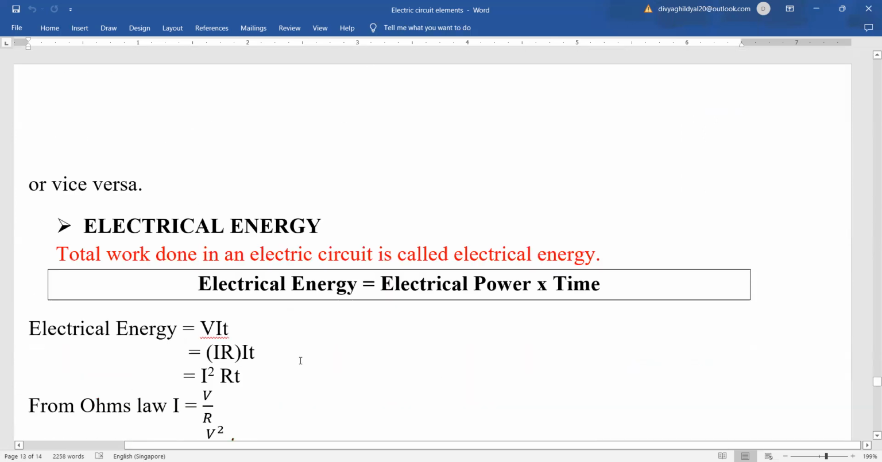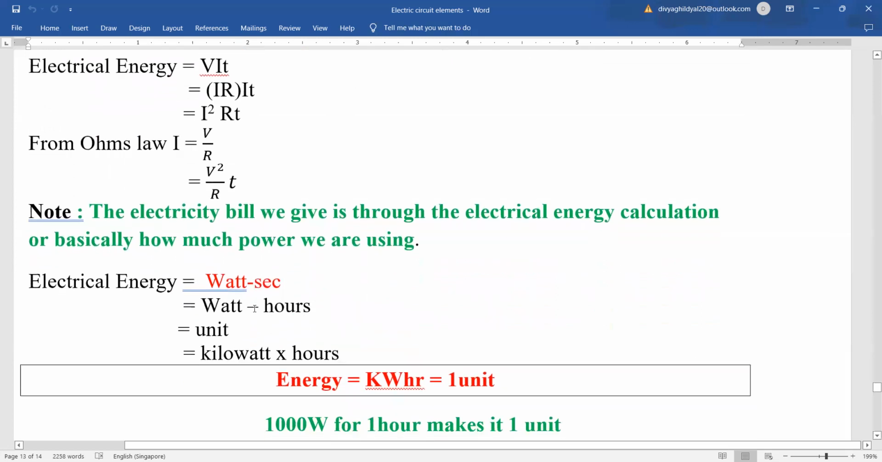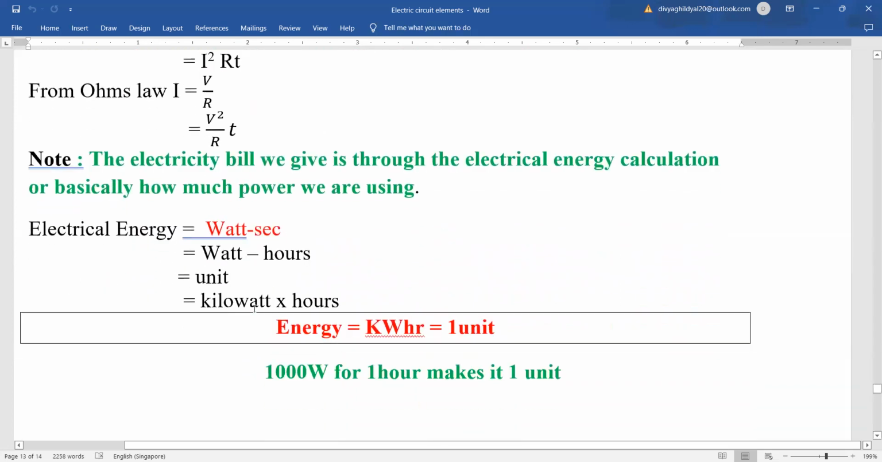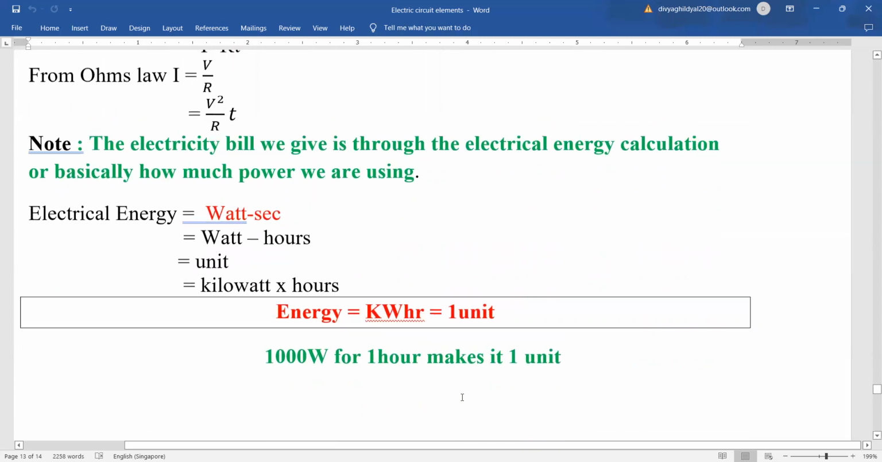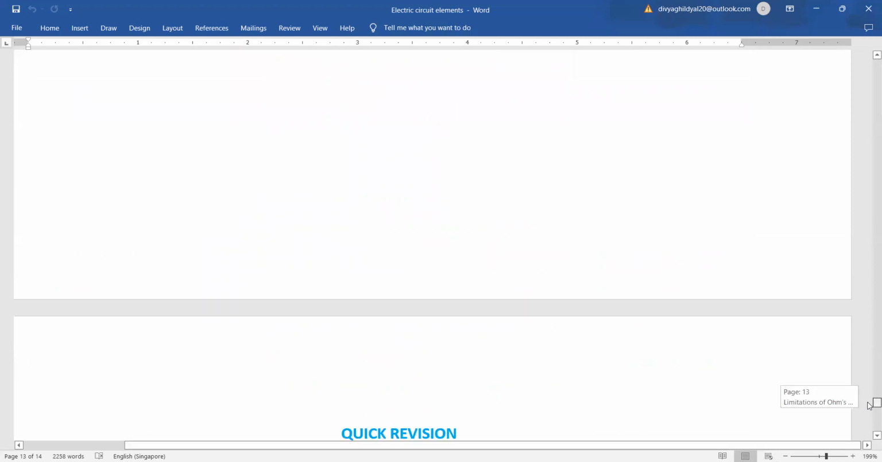Electrical energy: the total work done in an electric circuit is called its electrical energy, which is equal to electric power into time. The formulas for electric energy, you can just write them in whichever convenient way you want. The electricity bill which we pay is calculated by how much power we are using. So 1 kilowatt hour becomes equal to 1 unit, the common home usage of electricity, which is how we calculate the bill.